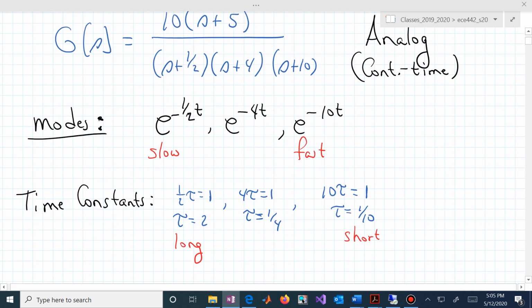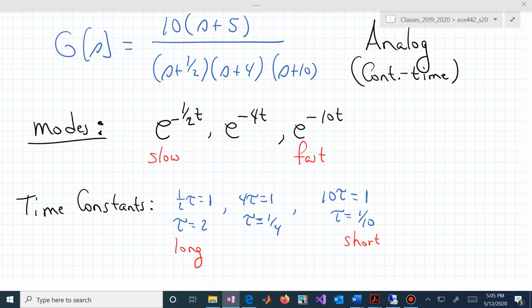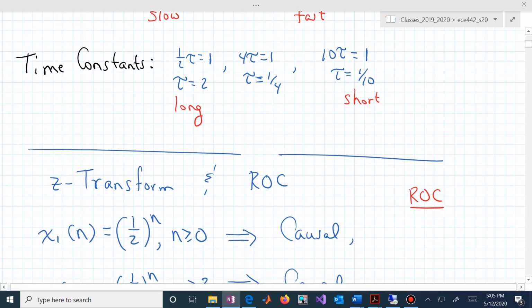So this particular response, without any control, if you just had some initial conditions, those initial conditions would be gone effectively after 5 time constants, or 2 times 5, or 10 seconds if our time axis is in seconds.